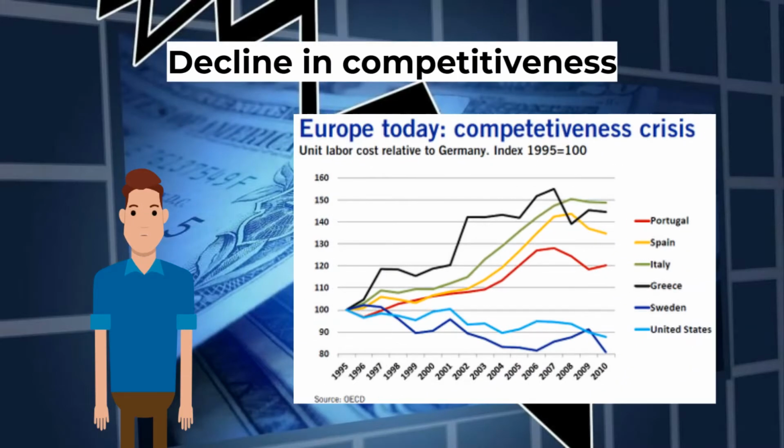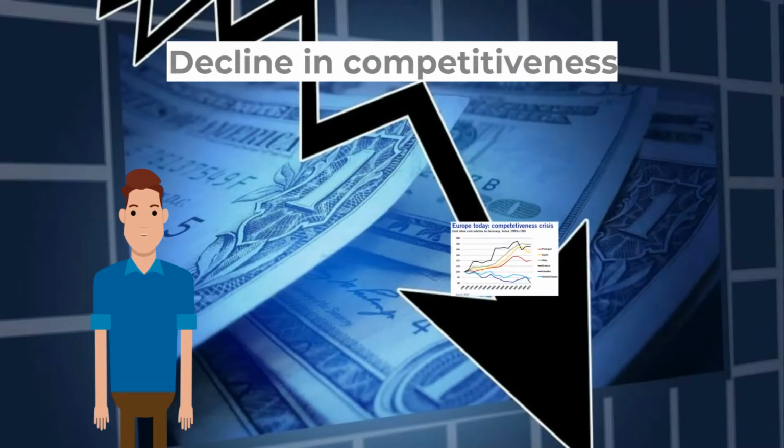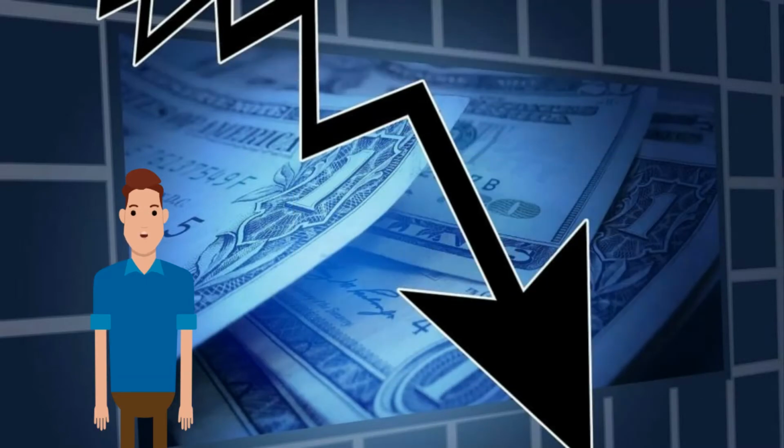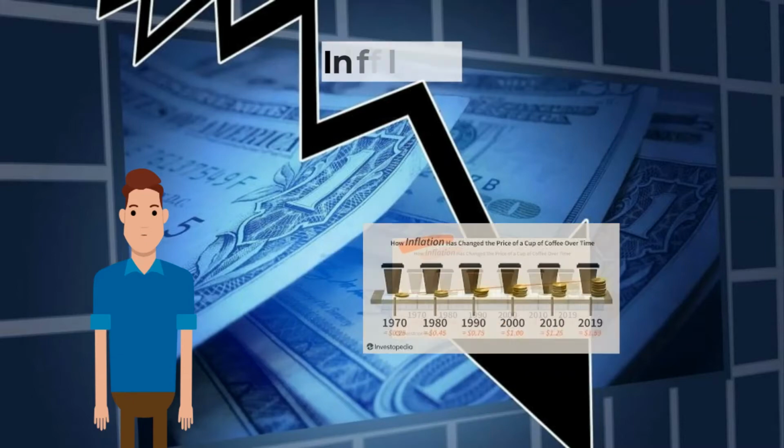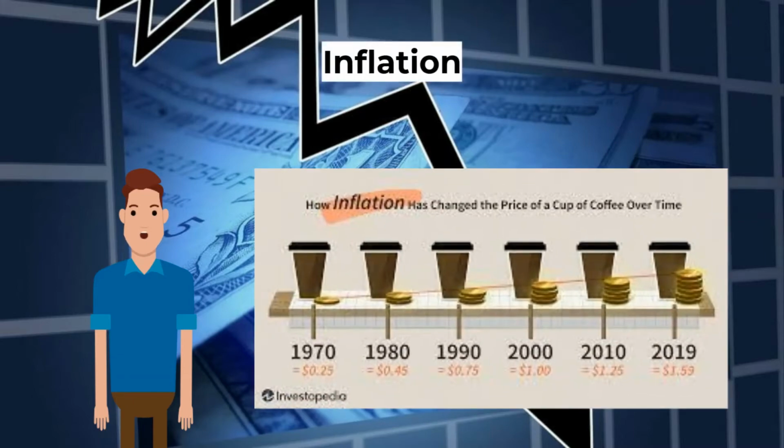Decline in competitiveness. If export industries are in decline and cannot compete with foreign countries, exports fall, ushering in a deficit. This is a major reason for many countries today experiencing current account deficits. Inflation. This makes exports less competitive and imports more competitive.